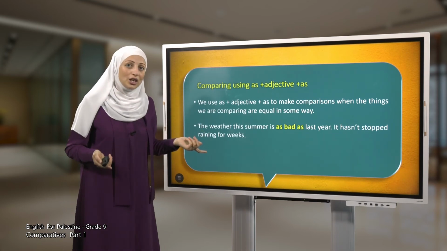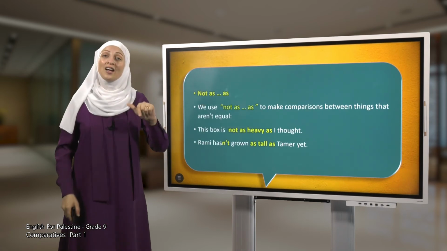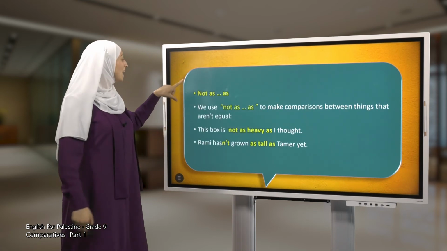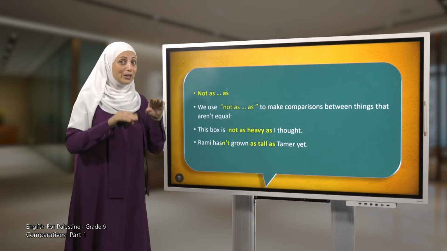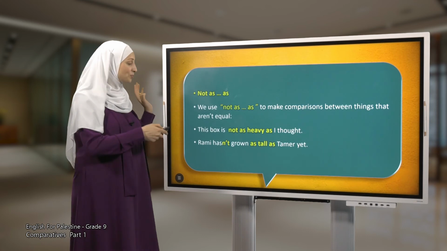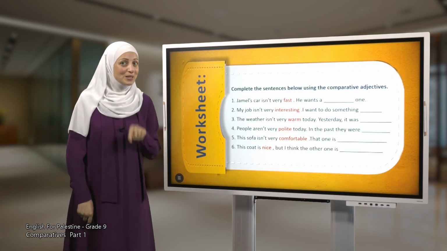Okay, I have a question here. If they are not equal, what can I use? Okay, if they are not equal, you can use this: not as plus the adjective plus as. Let's see an example. This box is not as heavy as I thought. Rami hasn't grown as tall as Tamer yet, so they are not equal. Okay? So, at the end, you have to examine yourself.